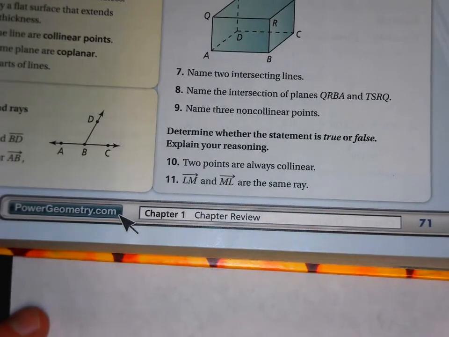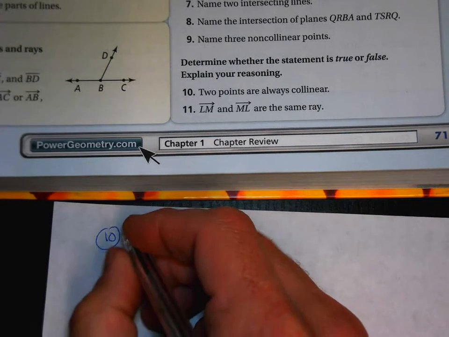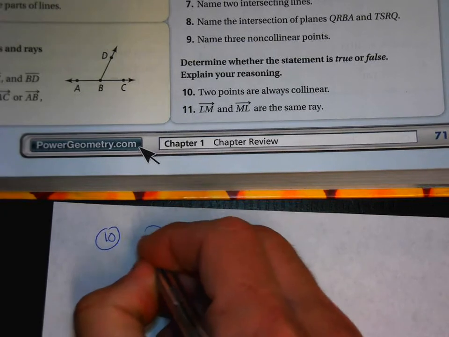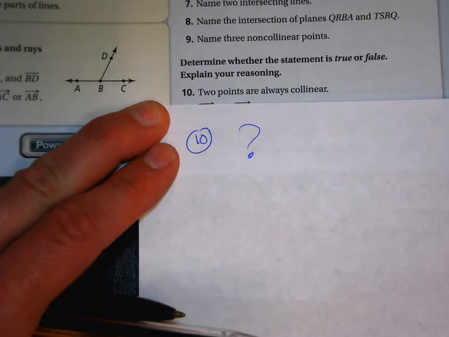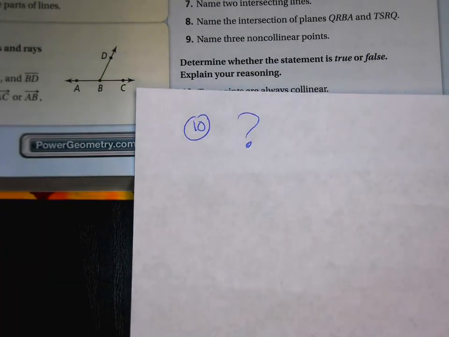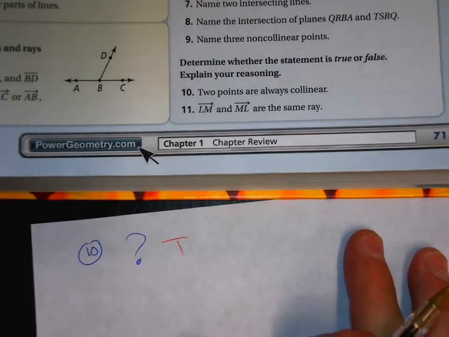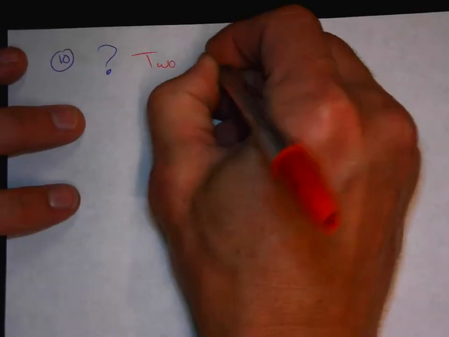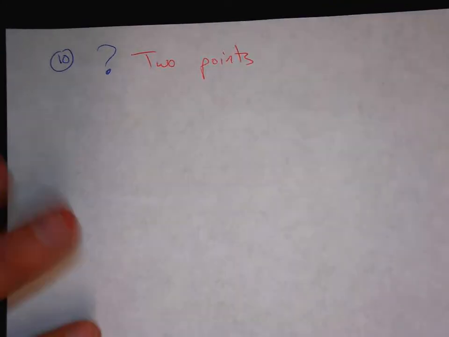For the next one, number 10, we're going to do some true and false. We are saying that 2 points are always collinear. Well, is that the case? Let's test some stuff out. It's going to be important to test this out. Let's see if we can create or visualize 2 points that are not collinear. Will they always be collinear?